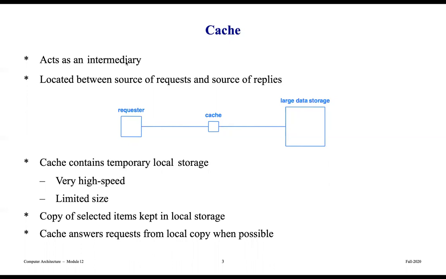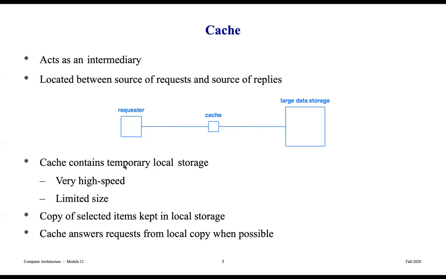So it acts as an intermediary. It is located between the source of requests and the source of replies. So the requester could be the central processing unit, and then it's having to engage with the large data storage. If you have a buffer, this may be another way useful to conceive this, that you start to get information here and put it in a more accessible way. So it's a lot faster to communicate with a cache the way it's designed versus the larger data storage, which is slower and has a lot more memory that it can store.